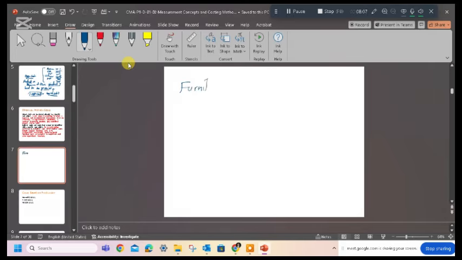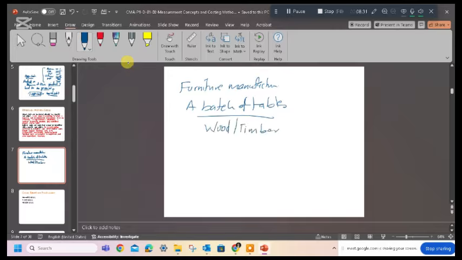For a furniture manufacturer, let's say he makes a batch of tables. What would be the direct cost for him? Obviously wood or timber. When you finish this batch of tables, whatever cost can be traced to that batch, whatever cost can be directly connected to that batch, is direct cost.